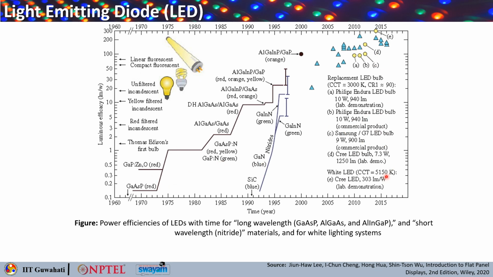and then you can mix all these three colors and get your white color. You can see that this Cree LED bulb is a 7.3 watt bulb and it can give 1250 lumen. So, that is a very high luminous efficiency that has been recorded. And these two are lab demonstrations. This also hits around 303 lumen per watt, which is the highest till this graph was made.